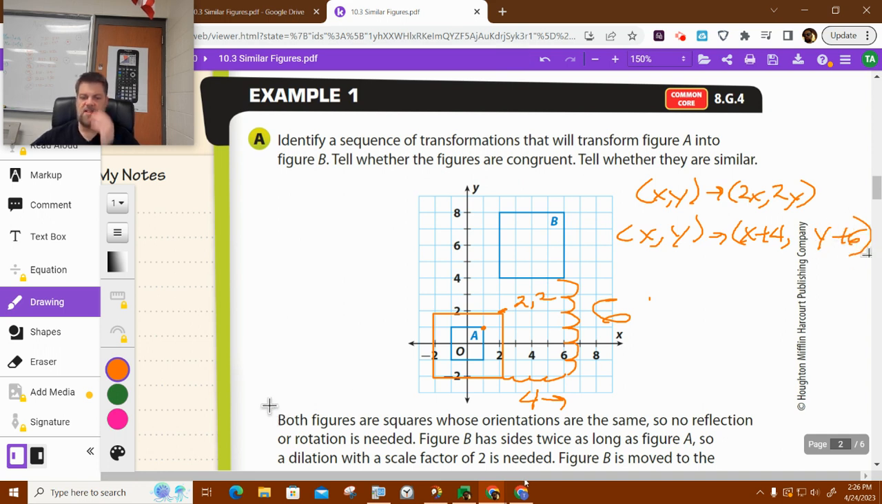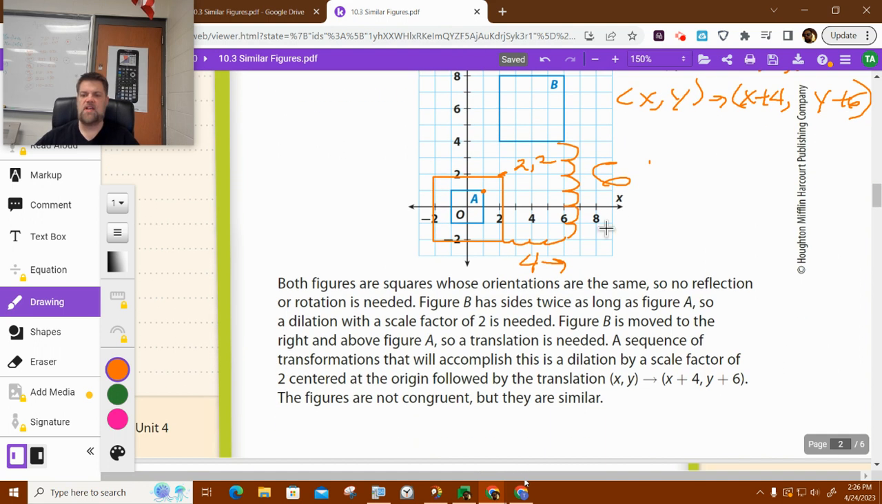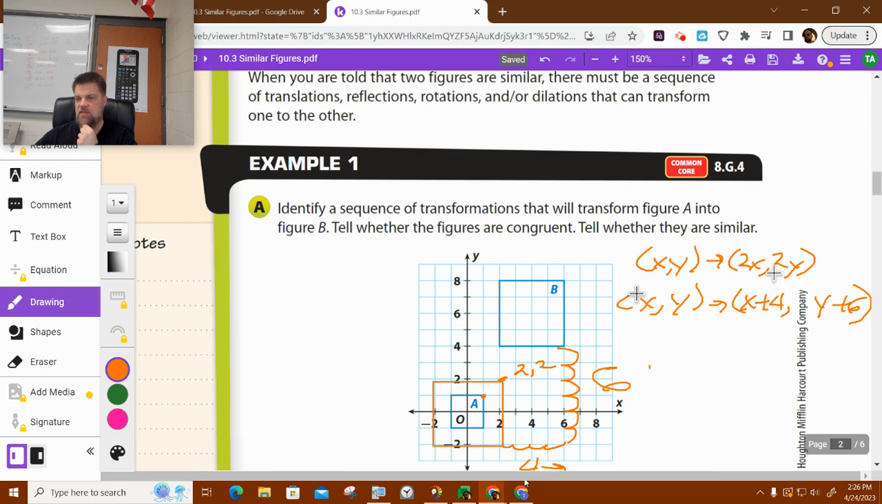So let's read what it says. It says both figures are squares whose orientations are the same, so there is no reflection or rotation needed. Figure B is twice as long as figure A, so the dilation is a scale factor of 2. That's what we said, right? Scale factor of 2.